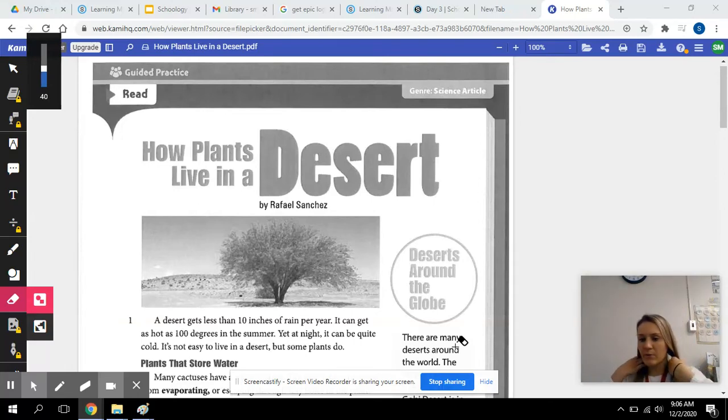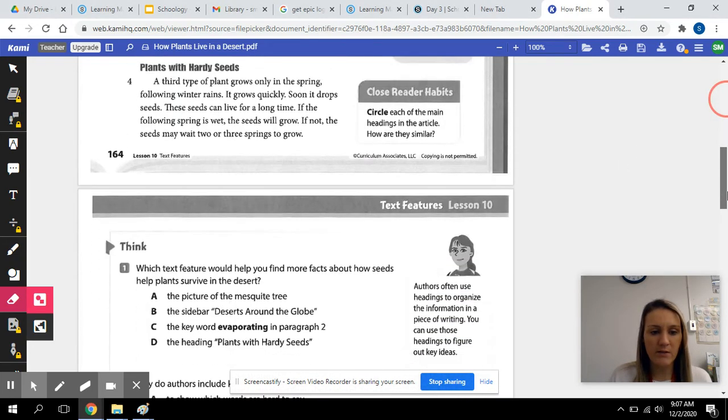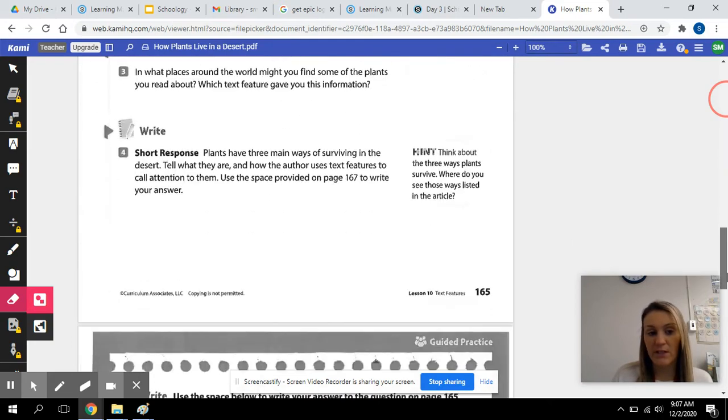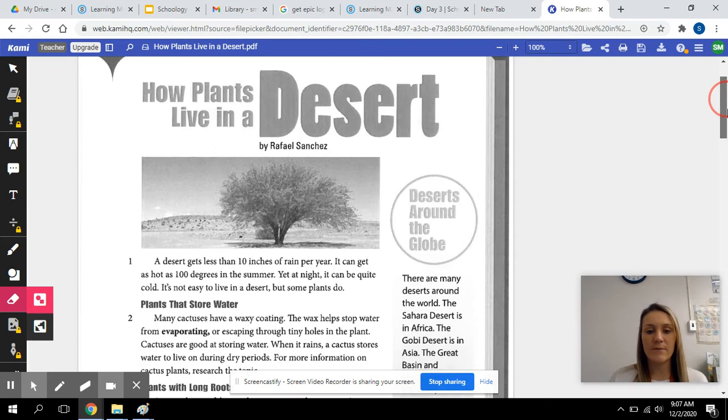All right, so we're still going to be working on our text features for the rest of this week. So we're going to read the story, How Plants Live in a Desert. We are going to answer the text feature questions and then do our respond to reading. So how plants live in a desert.